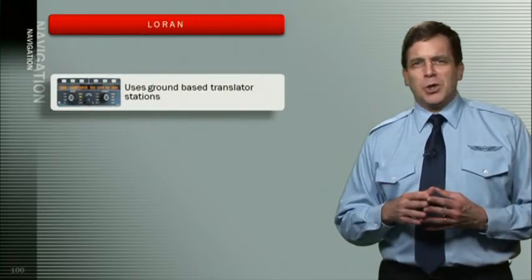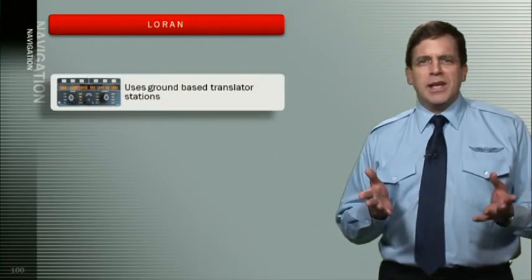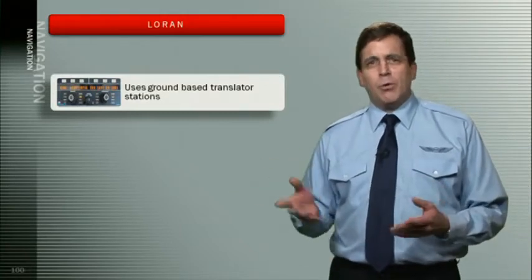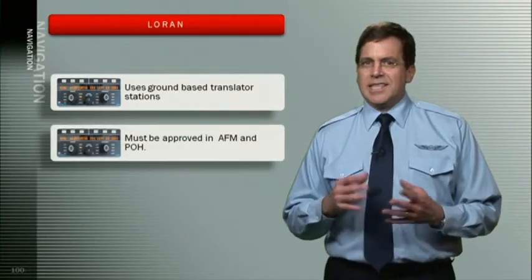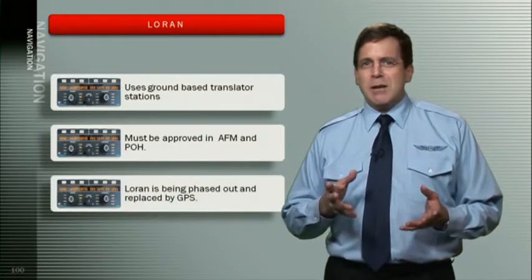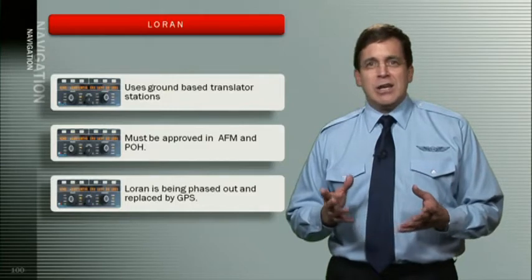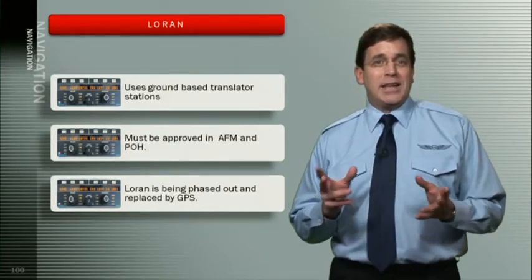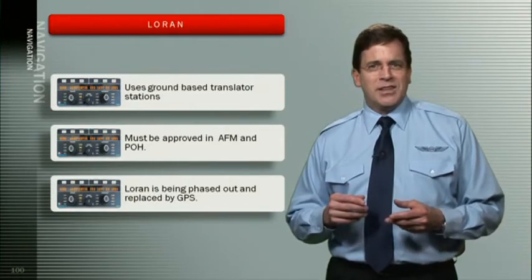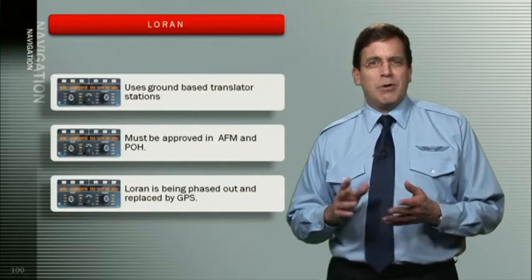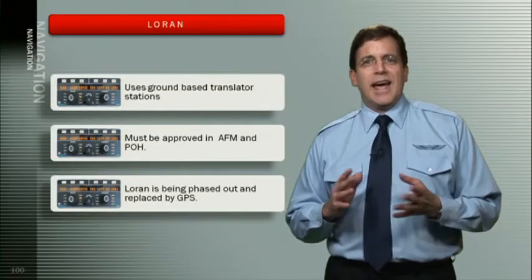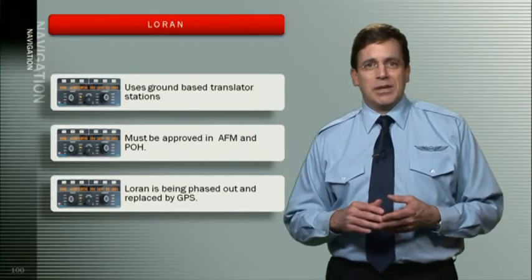A LORAN system installed in your aircraft must be approved in your aircraft flight manual and pilot operating handbook for use in navigation. It's not uncommon to find a LORAN in a general aviation aircraft, yet before using it for IFR flight, you must confirm in the aircraft flight manual or pilot operating handbook that it is approved. LORAN is being phased out and replaced by GPS, since GPS offers more precision, accuracy, and reliability.